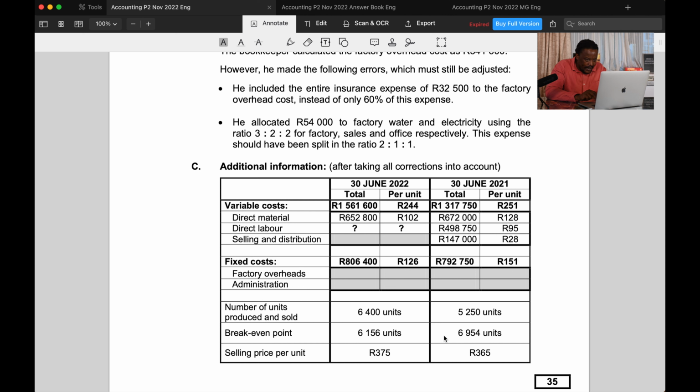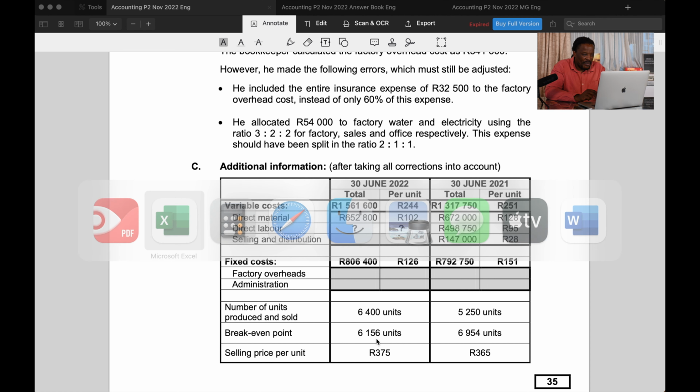Let's look at other things that are given. Break-even point. Let's look at break-even point. 692. Break-even point decreased, showing that they are making a profit.